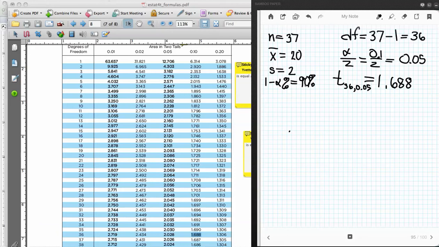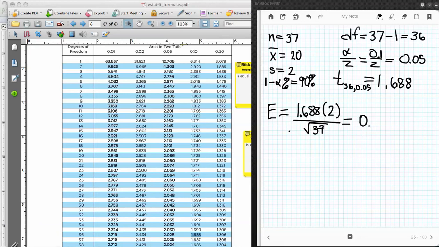Now once I've found my values, the next thing that I want to do is compute my interval. So I'm going to compute my margin of error. So my margin of error is going to be equal to that t value, 1.688, times my standard deviation, which in this case is 2, divided by the square root of the sample size, 37. Now be careful that you don't put in 36 here, because this one is n, remember, it is the 37. I see a lot of students make that mistake.